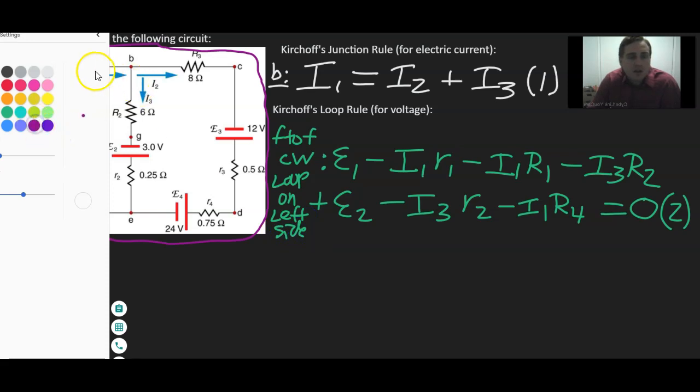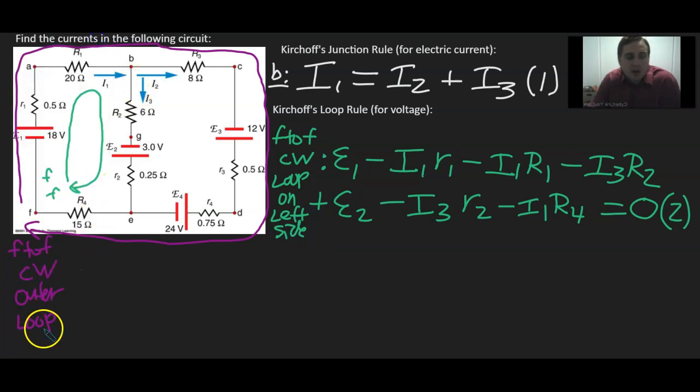Okay. So now, if we're going to do the outer loop clockwise, F to F, let's see what that gives us. Now notice, we should have the same result for these first 3 devices as we had right here. Because we should have an EMF 1 across the internal resistance of the battery, lowercase r1, and then across this load resistor, capital R1. So that should be EMF 1 minus I1 little r1 minus I1 big R1.